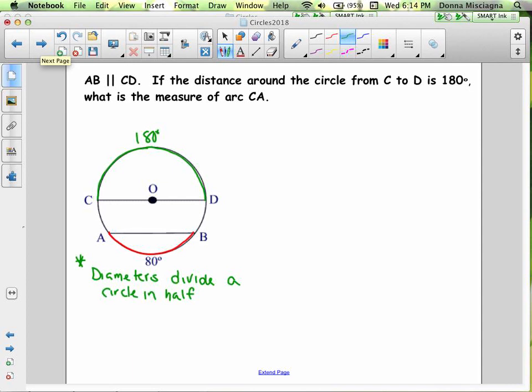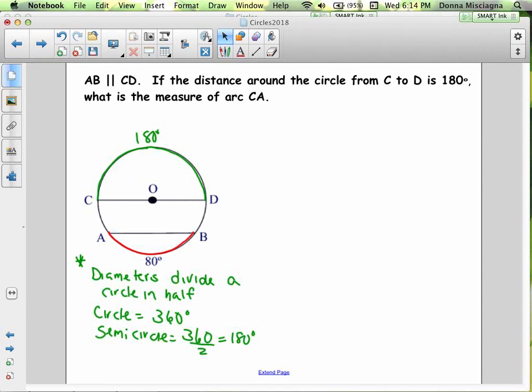So a circle is 360 degrees. If you divide that in half, half a circle is called a semicircle. You have 360 divided by 2. That would be 180 degrees. So, of course, arc CD has to be 180 degrees. All right, so we were also told in this problem that those two chords are parallel.